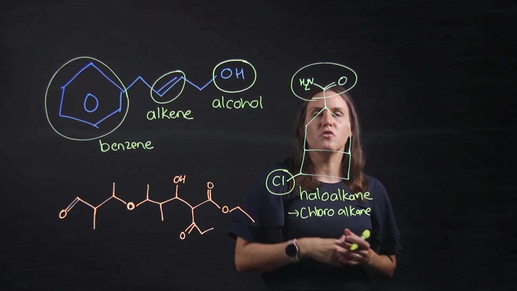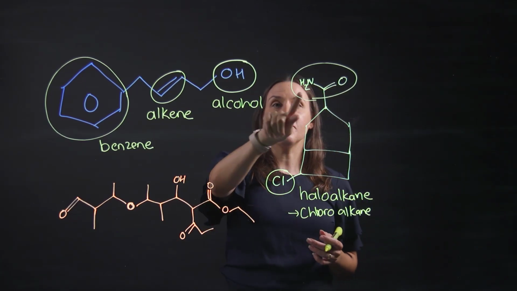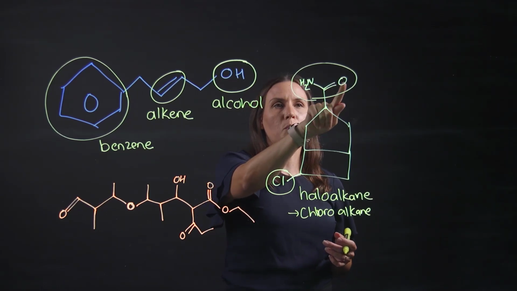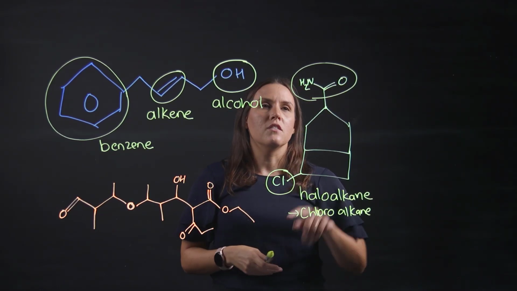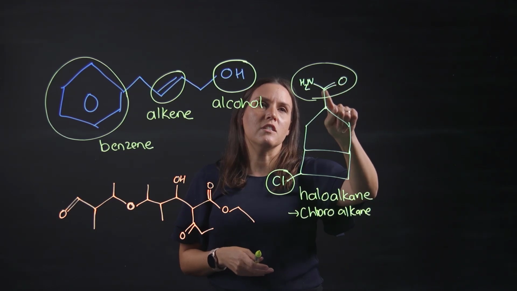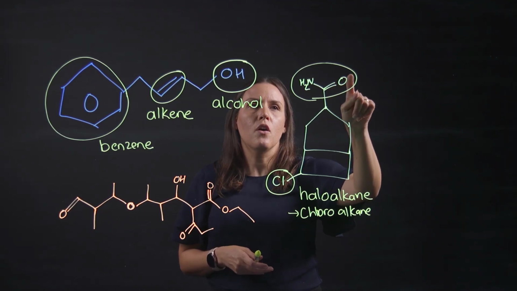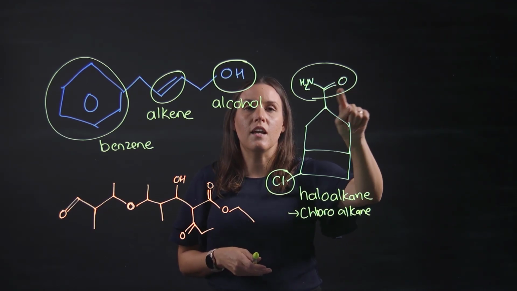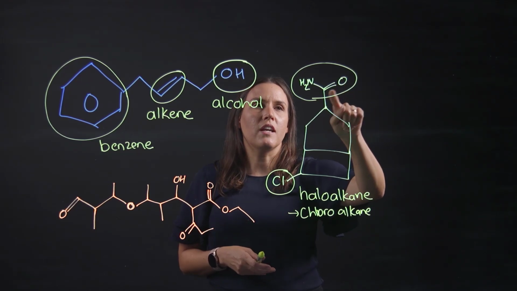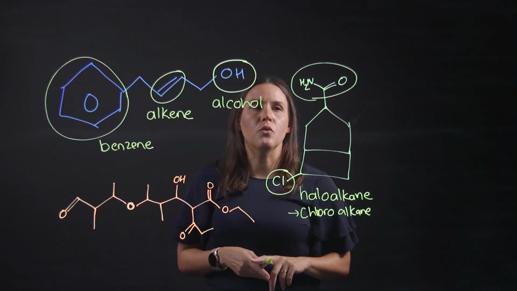So this other functional group here, it's got a nitrogen in it and it's got a double bond to an oxygen. So you can see the two bonds going to the oxygen and the nitrogen coming directly off that carbon that the double bonded oxygen is coming off. We call this double bonded oxygen a carbonyl. So we've got a carbonyl and an NH2.